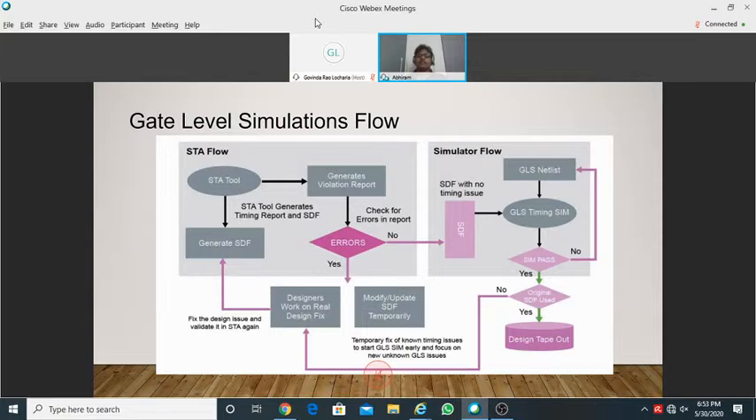Once you clean all those things, that is the final point where you can say your verification has been done and the design can be taped out. So that is the total part of verification.